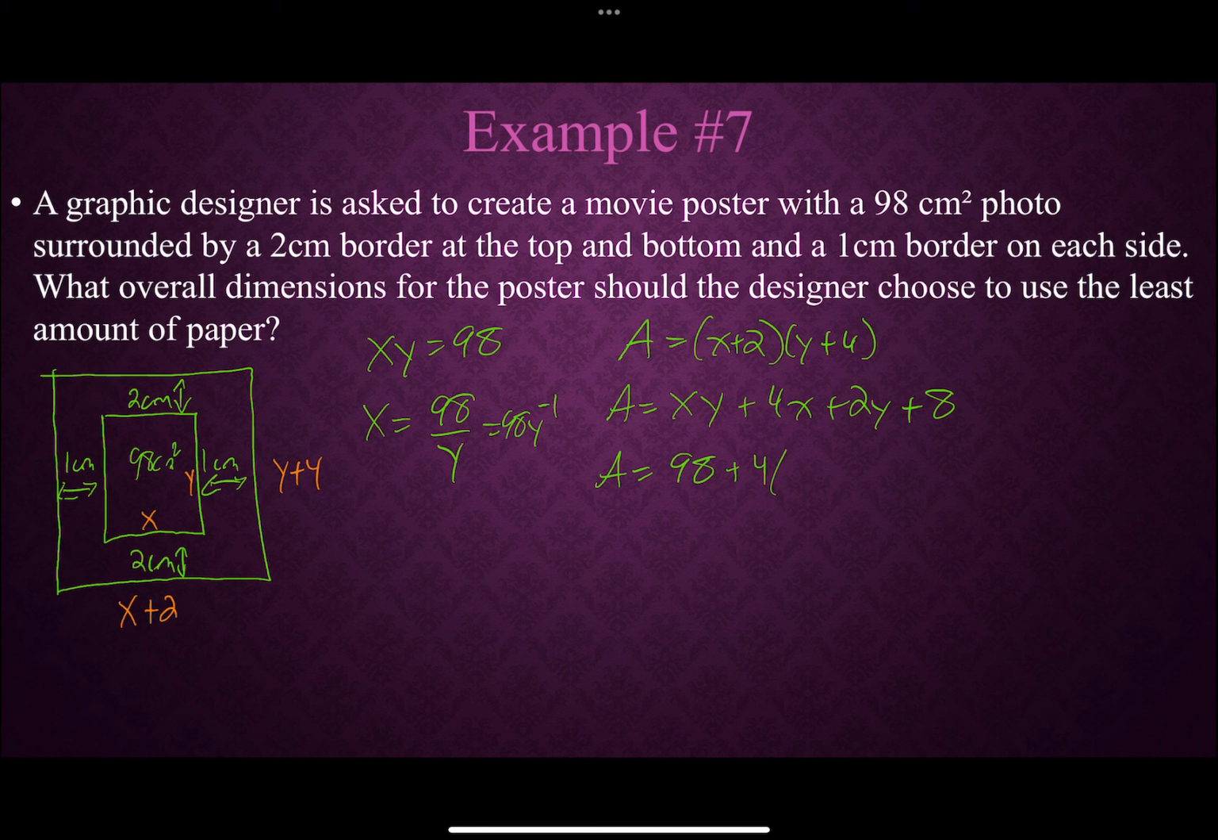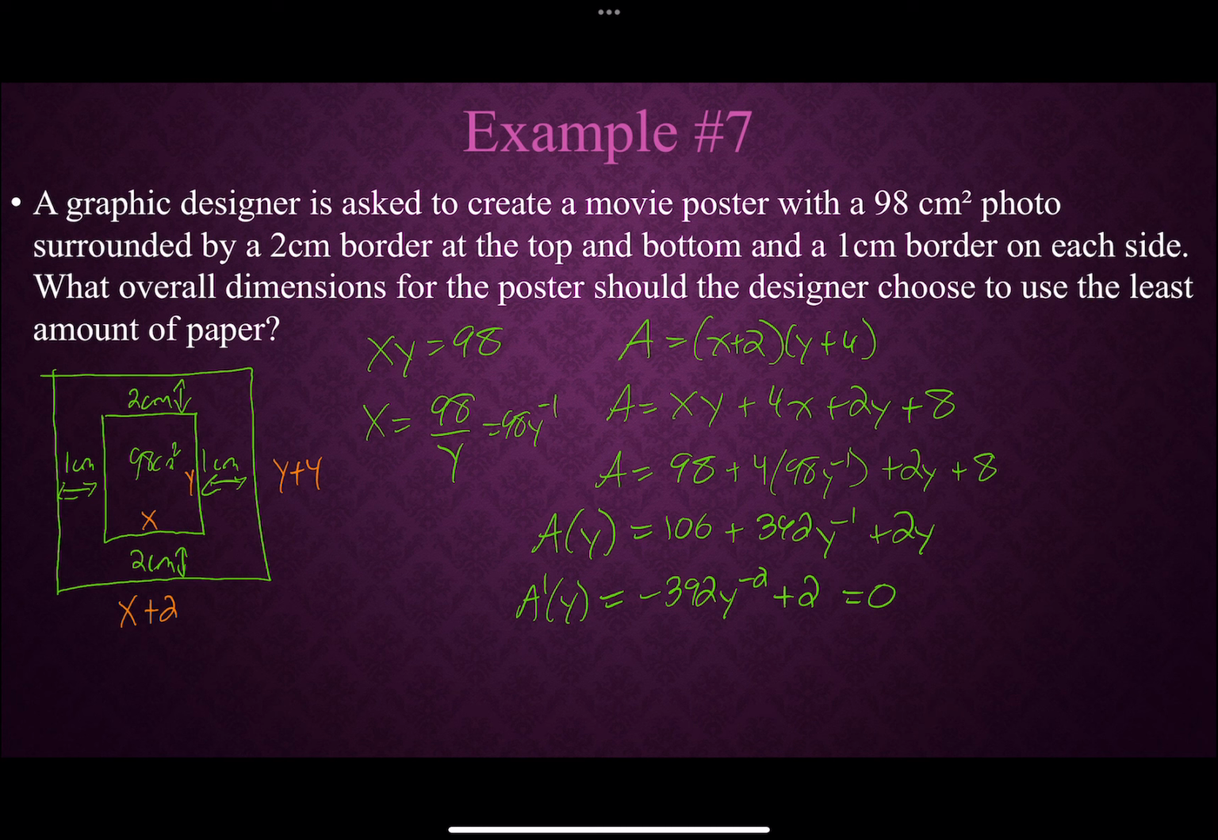So this becomes 4 times 98y to the negative first. 2y is left alone, and plus 8. This gives us a full area function, A of y, as 106 plus 392y to the negative first plus 2y. And now we take our derivative. 106 goes away. We get negative 392y to the negative second plus 2.